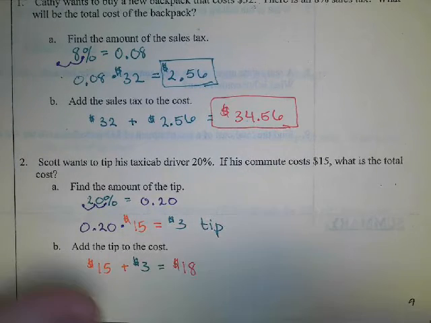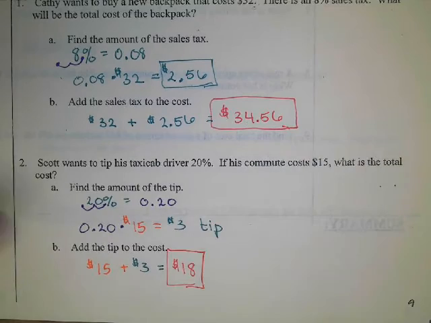So those are just a couple examples on how we can find the tax, the tip, the commission, or the markup. We multiply the cost by that percent, and then we take that result and we add it to our original cost.